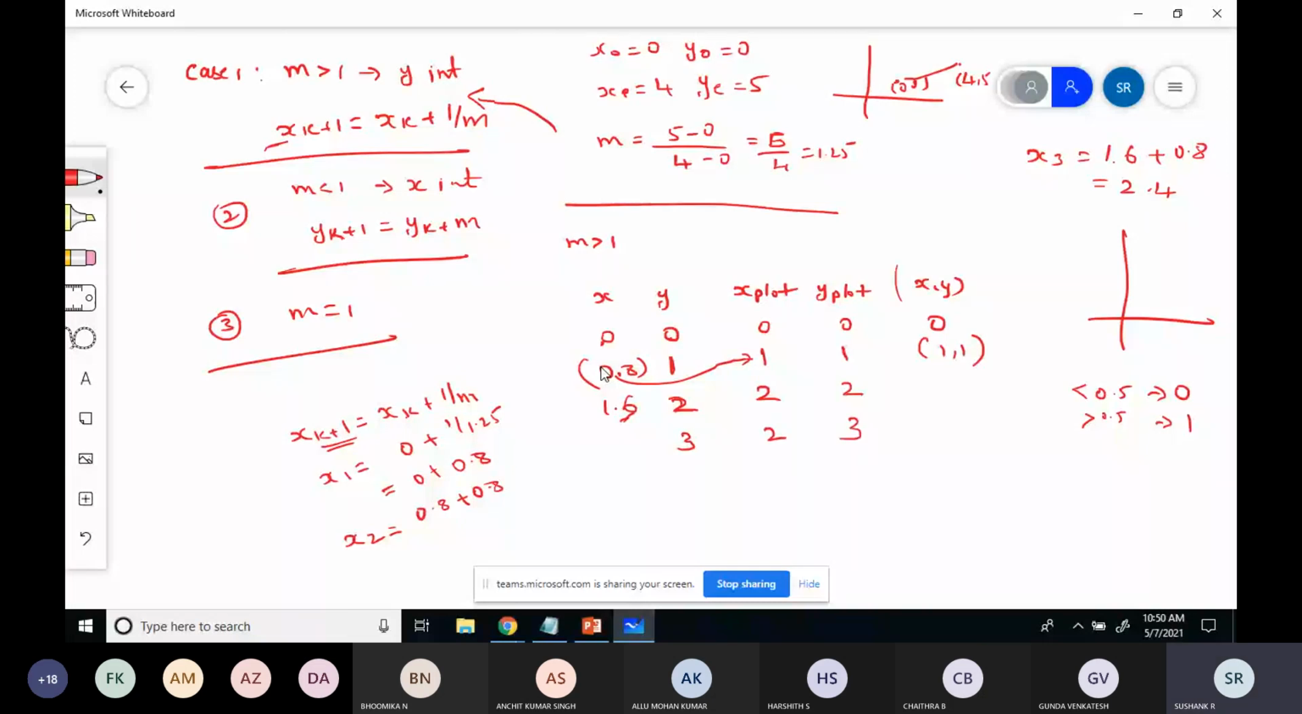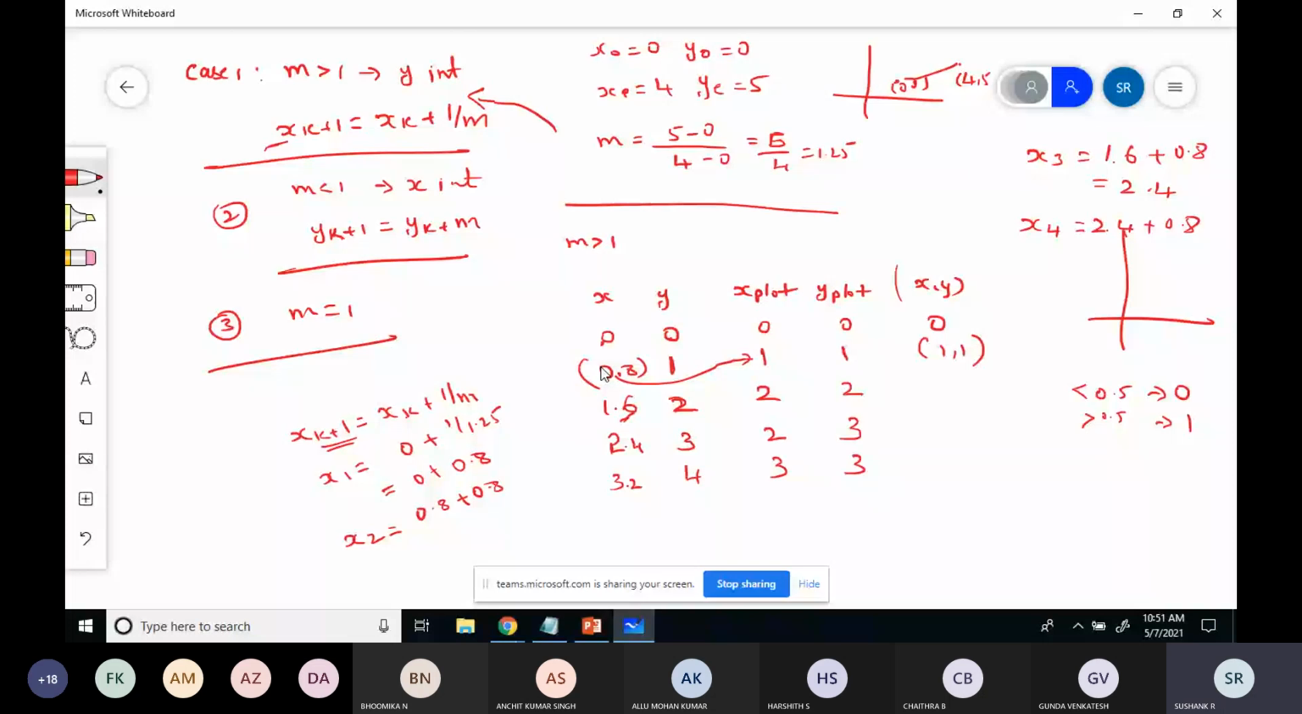And after x3, how do you calculate x4? x4 will be the previous value of x3, which is 2.4, plus 0.8. So it will be 3.2, and 3.2 will be rounded off to 3.